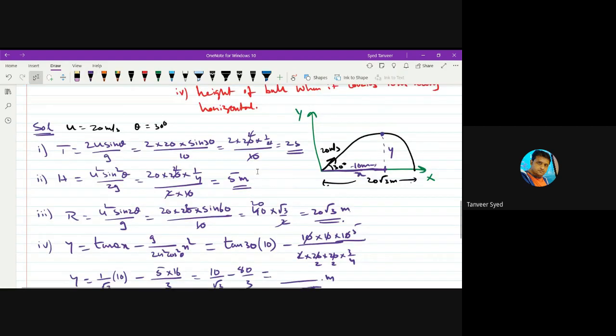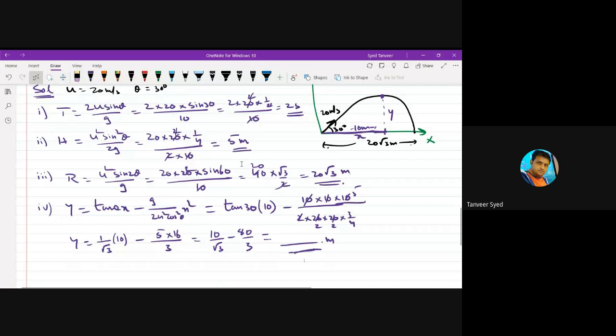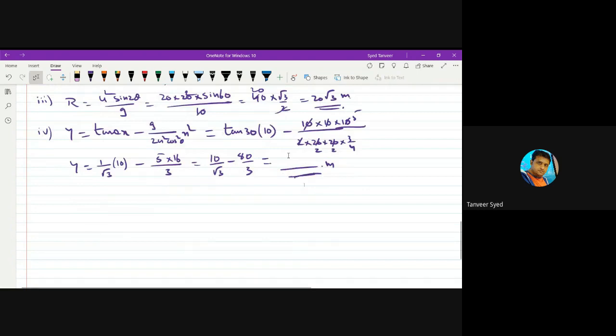This is the information about oblique projectile. Oblique projectile means if the point of projection and point of striking lie in the same plane, then it is an oblique projectile. Second type of projectile is horizontal projectile.